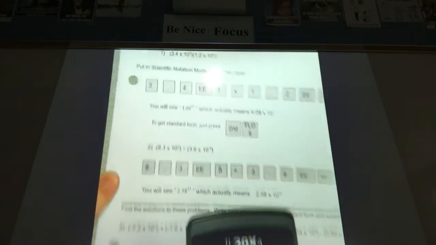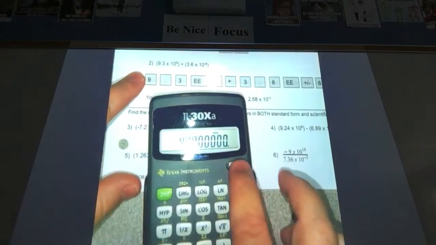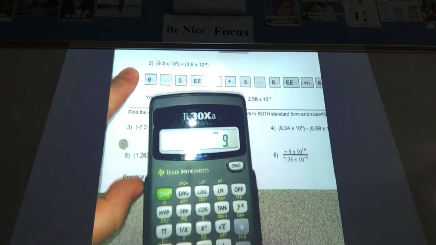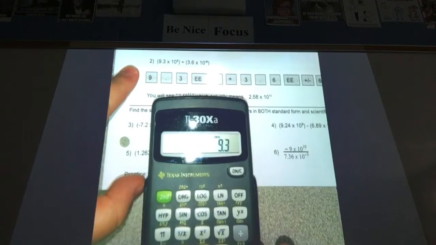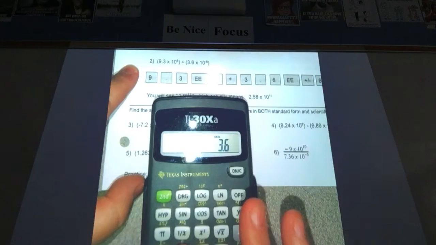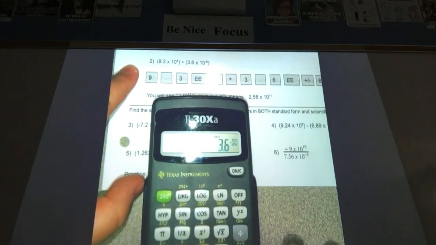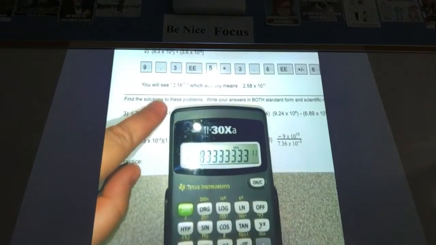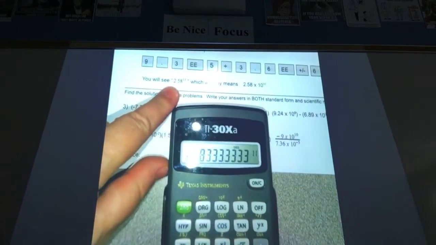Okay, let's try another one. This is a division one. So if we had 9.3 times 10 to the fifth, so EE 5, divided by 3.6 times 10 to the negative 6, so that would be EE negative 6, and when we hit the equals, we get this big giant thing. If we rounded it off, it's going to be 2.58, and we're going to see 11, but what that 11 is, it's really the exponent on the 10.